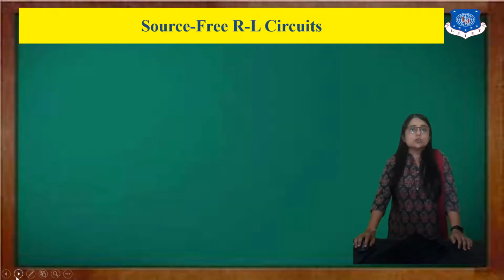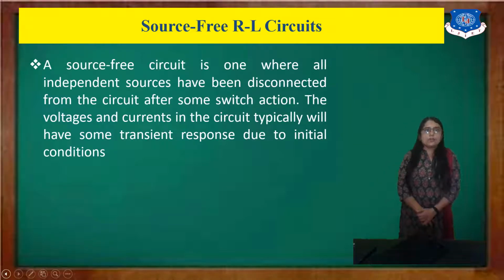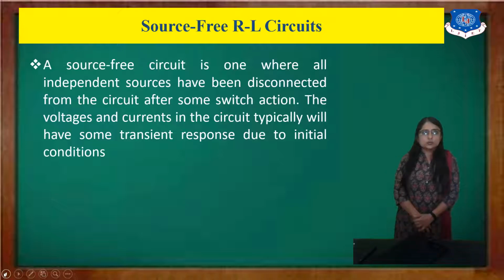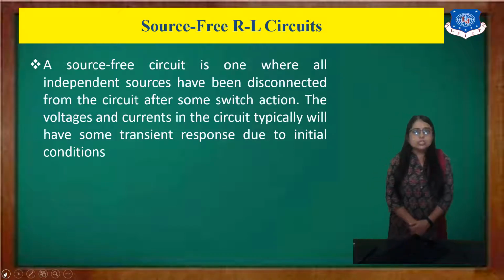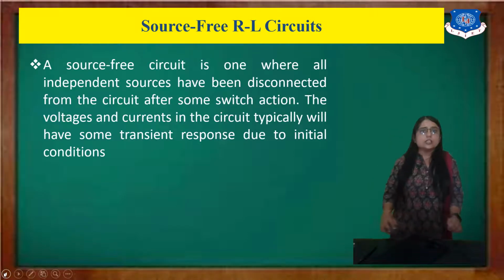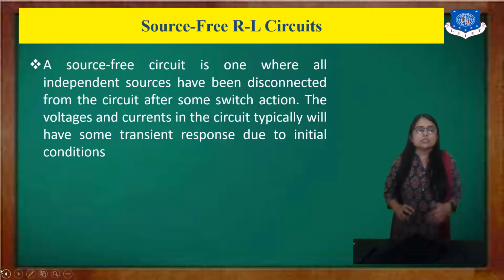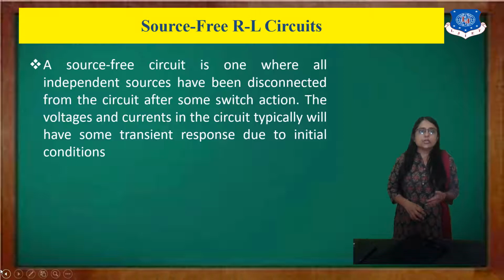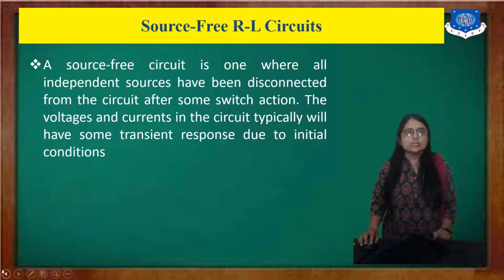First we will see what a source-free RL circuit is. A source-free circuit is one where all independent sources have been disconnected from the circuit after a switching action. That means we already have one source, but that source is disconnected after the switching action. So the voltage and current in the circuit will have a transient response due to the initial condition. Because of that voltage source, some energy will be present in either the inductor or capacitor, and because of that you will get some transient response. That kind of circuit is known as a source-free RL circuit.